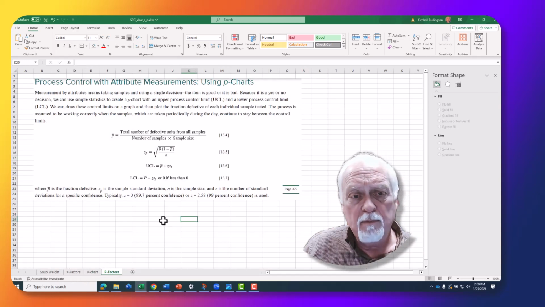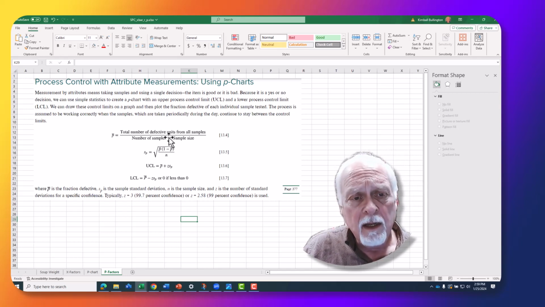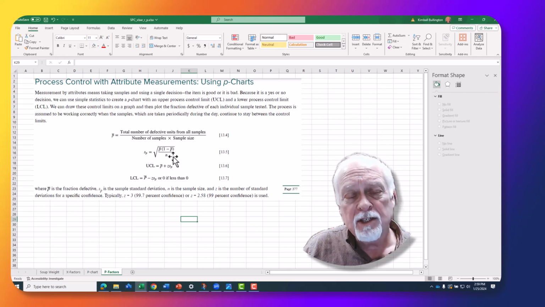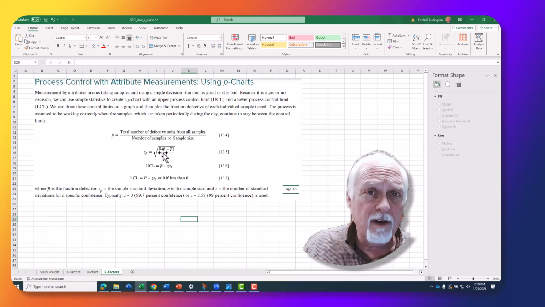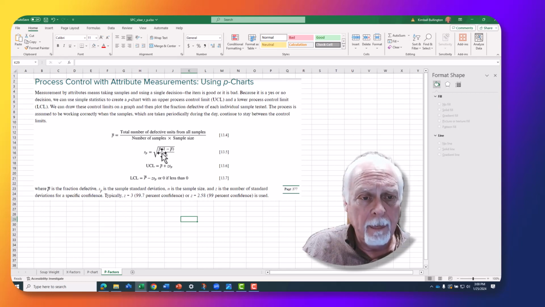So the P chart will be calculating P bar, which is the total number of defectives divided by the number of opportunities. We'll actually be calculating P because we're given the number of defectives and the sample size. We're not given P, so we'll be calculating that. And then we'll be calculating the standard deviation, which is simply the square root of P bar times 1 minus P bar divided by N, which is the number of observations in a sample.